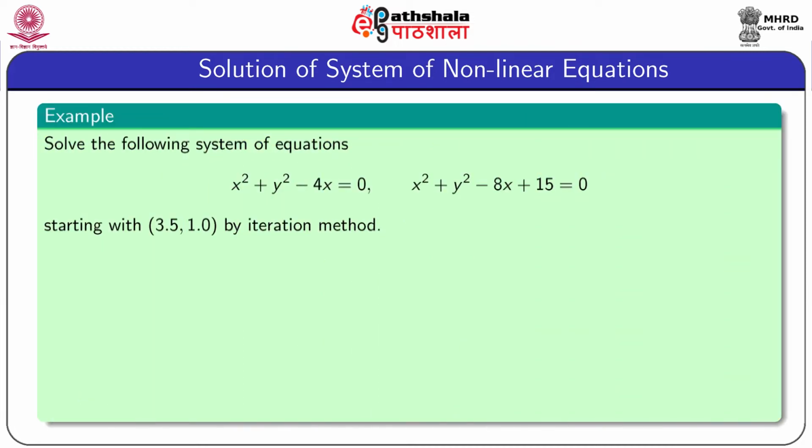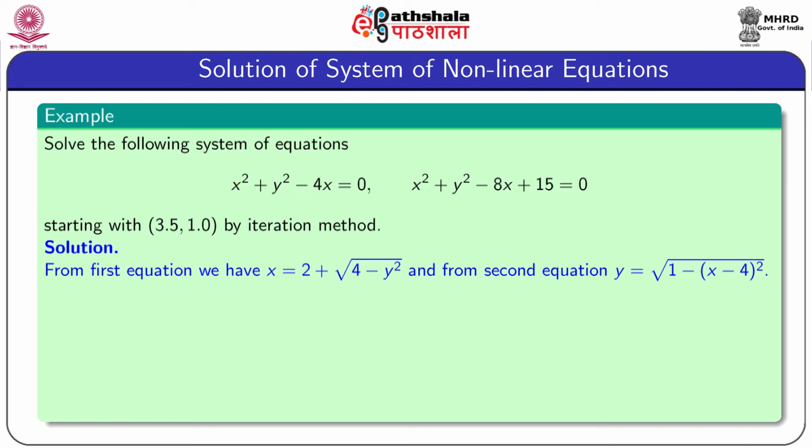Now, I consider one example to illustrate the fixed point iteration method to find a root of a pair of equations. The first equation is x square plus y square minus 4x equal to 0, and the second equation is x square plus y square minus 8x plus 15 equal to 0. We assume that the initial guess is x0 equal to 3.5 and y0 equal to 1.0.